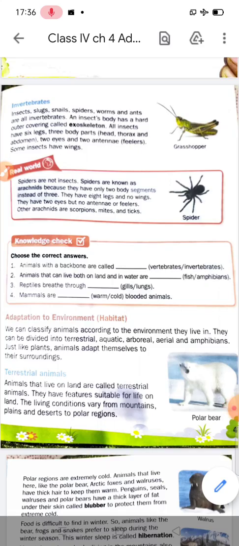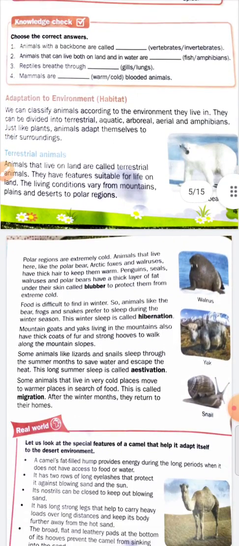Now student, we will discuss the next topic, habitat. What do you mean by habitat? The place where we live. So student, we can classify animals according to the environment they live in. They can be further divided into terrestrial, aquatic, arboreal, aerial, amphibian. Just like plants, we have discussed adaptation in plants. Now we will discuss adaptation to the environment. Animals also adapt themselves to their surroundings.